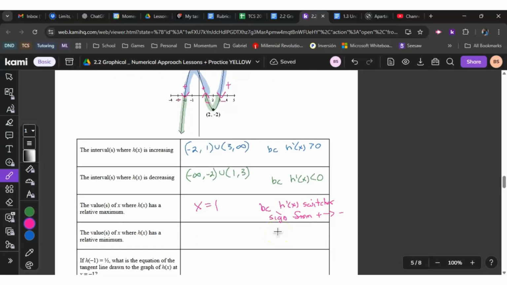Exactly. So the next one's the same, except that this time it's going to be because the sign is switching in the opposite direction. So here, h prime of x is switching sign from negative to positive. And where does that happen? x equals negative 2 and 3. Perfect. That makes sense, right?